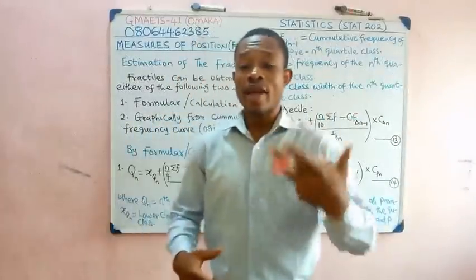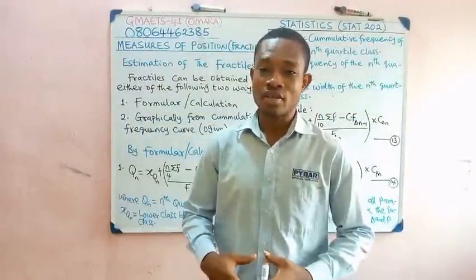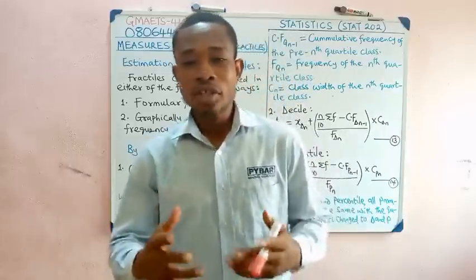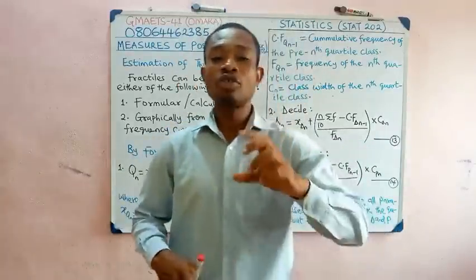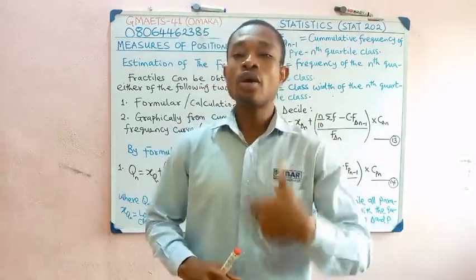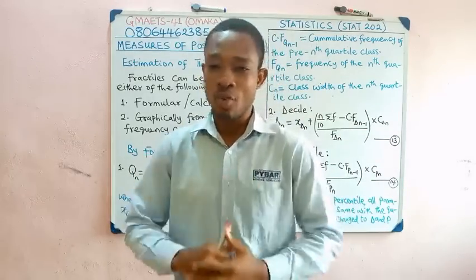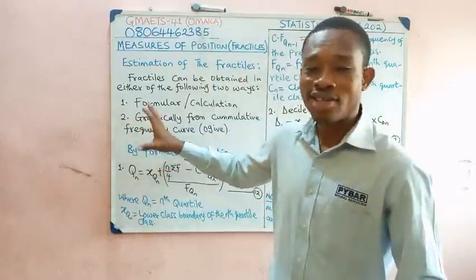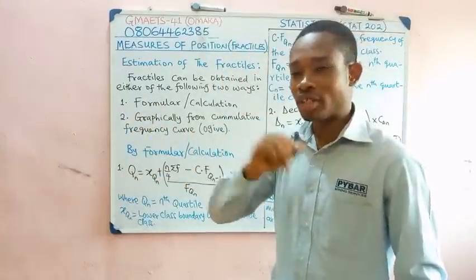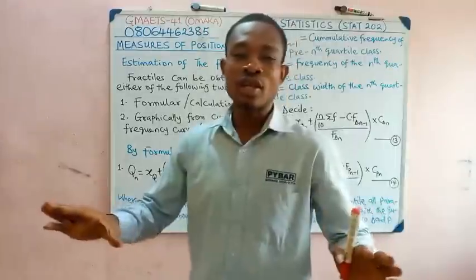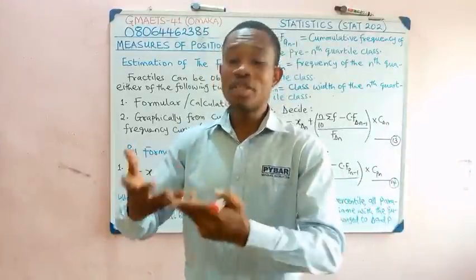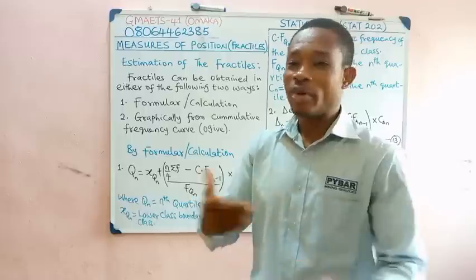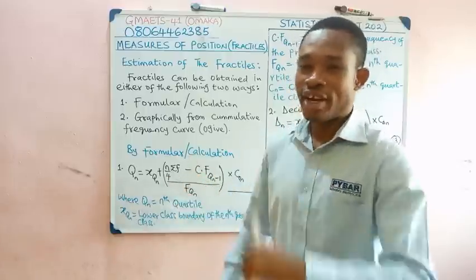We now want to see how we can estimate the fractiles. Quickly before I go into that, I want to state that if you've watched our video on how to estimate the median from the cumulative frequency curve, then you're good to go for how to estimate your fractiles, measures of position. Why? Because they are exactly the same. The only difference is that the median in that case is now replaced with either quartile or decile or percentile, as the case might be. Let us find out.